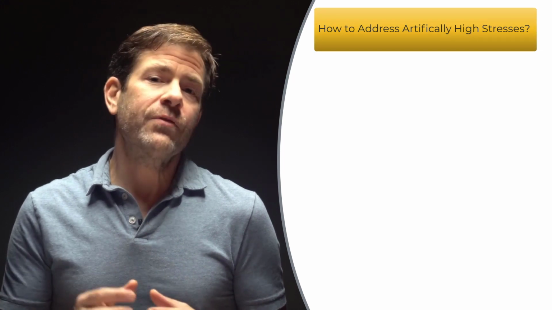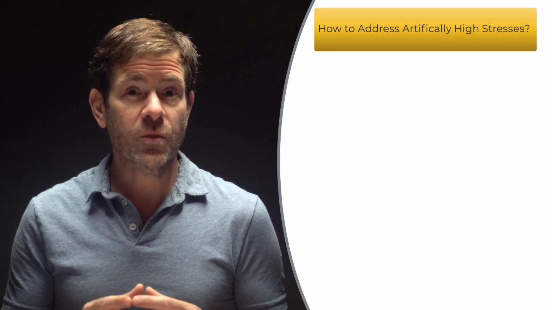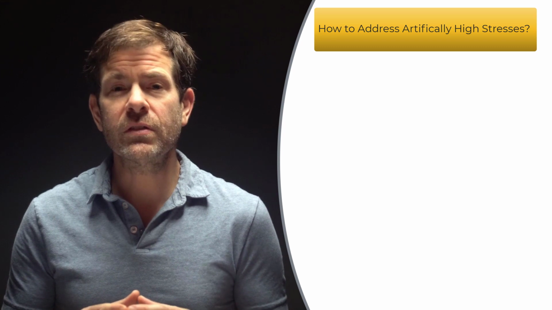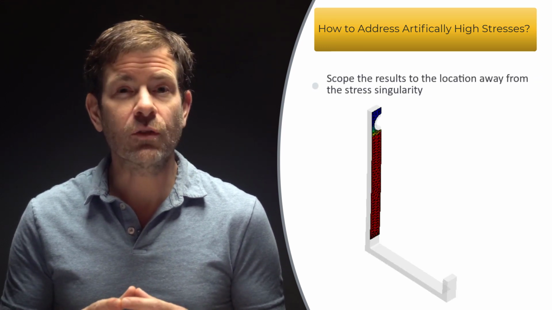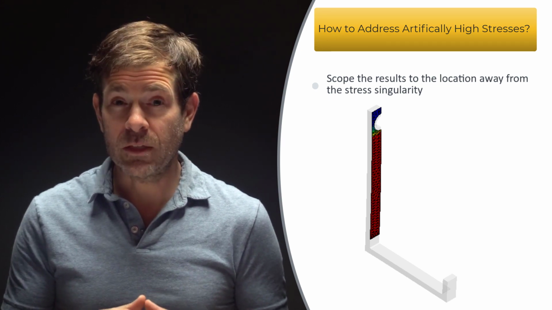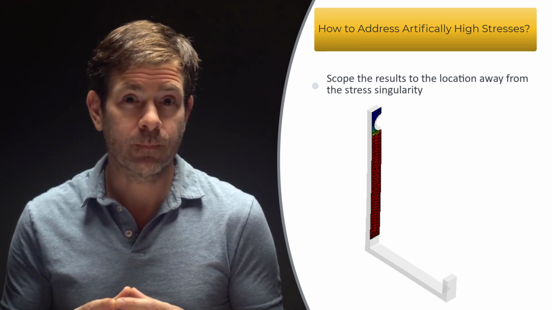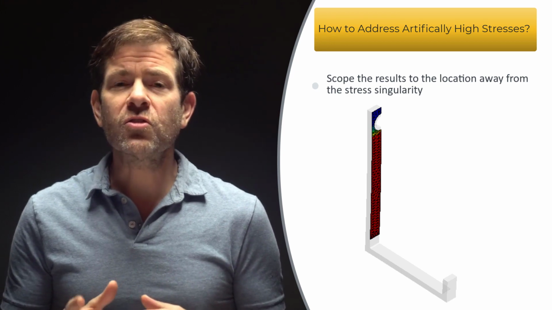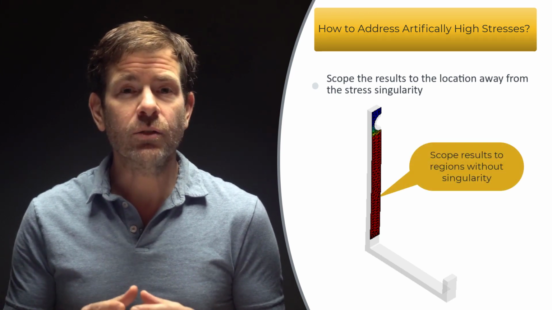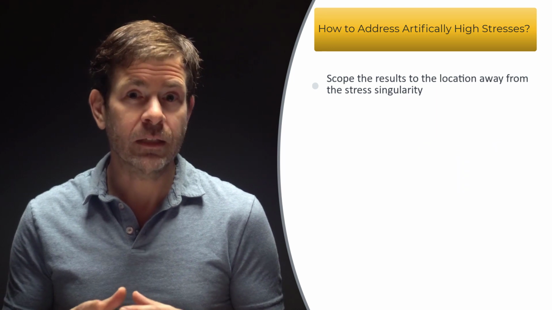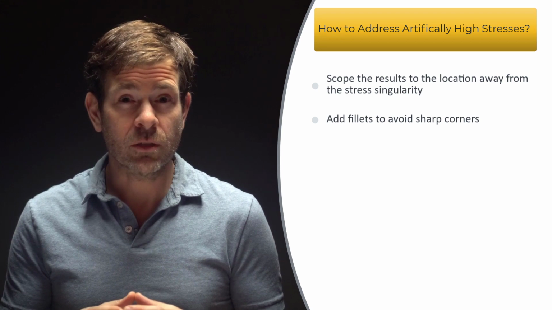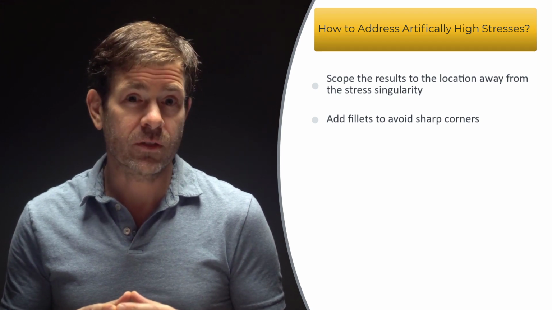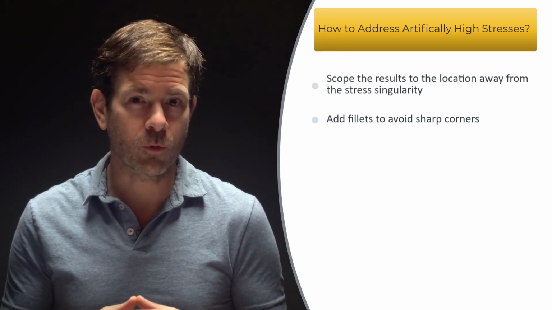So how do we address these singularities? We have some options. From St. Venant's principle, we know that the influence of the singularity is local, so the stresses away from the singularity are still valid, and of course, the displacements and rotations are still valid. In this case, we can scope our results so as to not include the location of the stress singularity if it is not a region of interest. If we are interested in the region, we should add in the fillets, so the mesh no longer has a sharp corner.